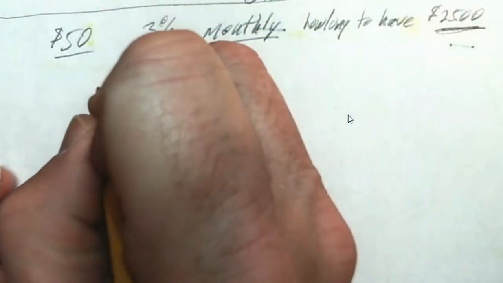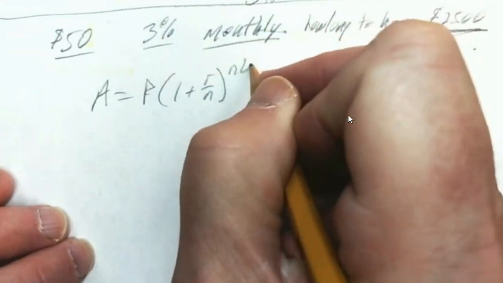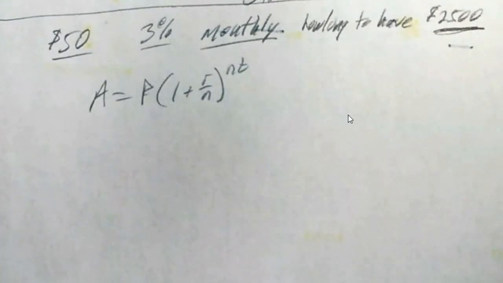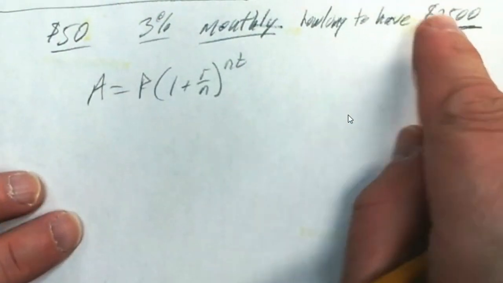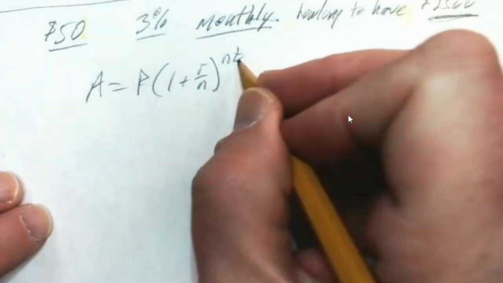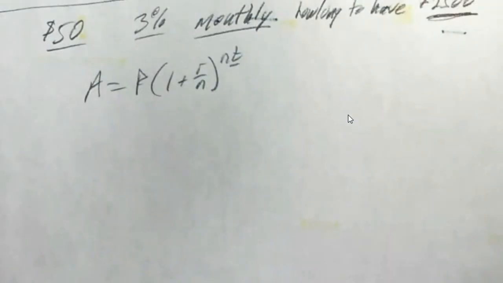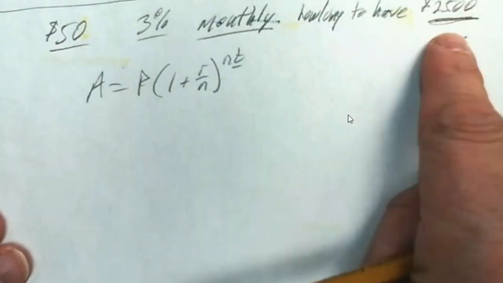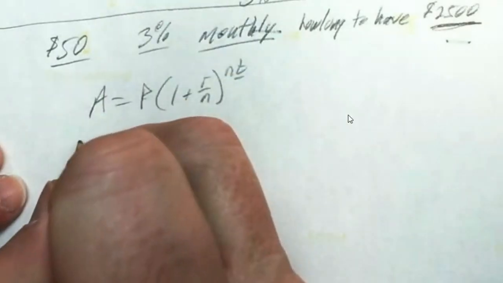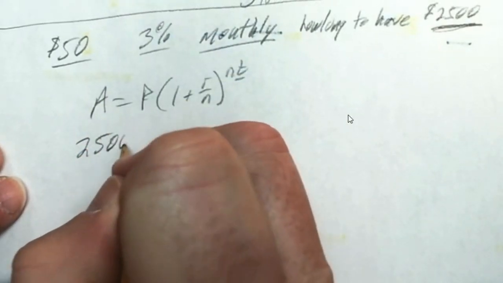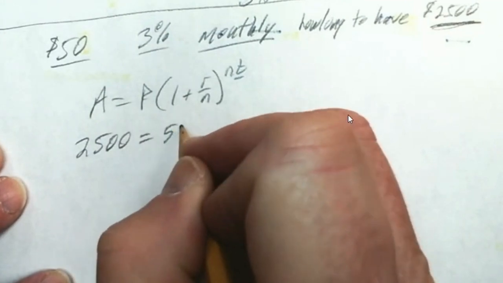And we use the amount equals principal times (1 plus r over n) to the nt that we had last week. That's our interest formula. If we plug in what we know, the amount we want, we don't know the time. We want to know how long it's going to take this $50 to turn into $2,500. I'm not putting any more money in there. That's all the money I've got. So $2,500, if I start with 50.